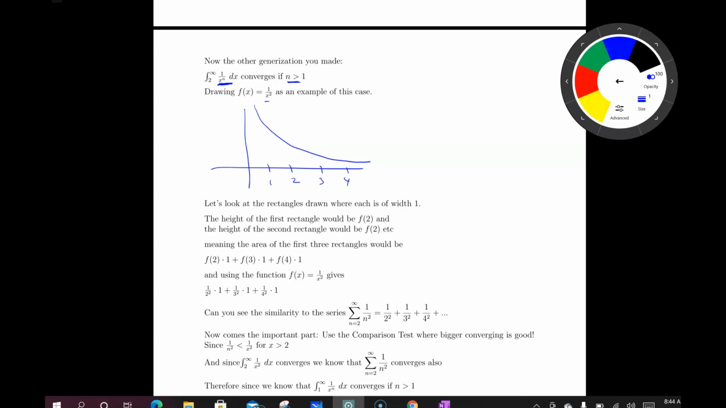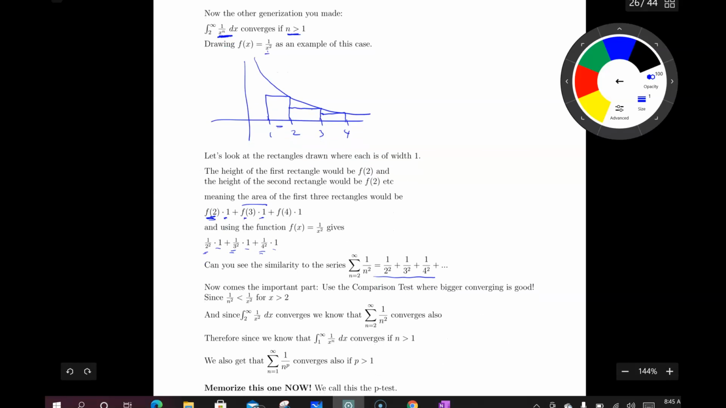So the area of my first rectangle would look like this, right? f of 2 would be the height, width is 1. Then the second rectangle would look like this, height of f of 3, width of 1. Third rectangle would look like this. So plugging in 2 into the function 1 over x squared, I get 1 over 2 squared, 1 over 3 squared, 1 over 4 squared. So this, with rectangles of width 1, turns into this, right?